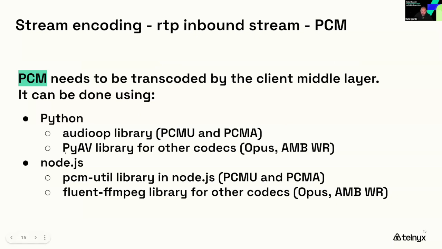You can use the PyAV library for HD codecs like Opus, AMR, and AMR-WB. And for Node.js, pcm-util for PCMU and PCMA, and the fluent-ffmpeg library for other codecs like Opus and AMR-WB. PyAV as well requires FFmpeg to be installed on the server. Yeah, so now it's demo time.